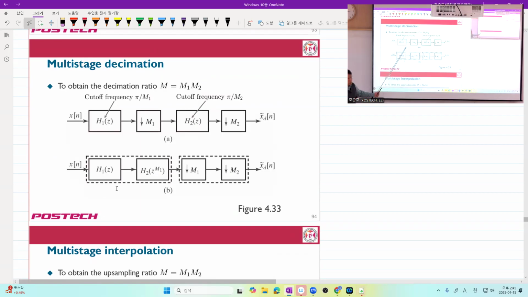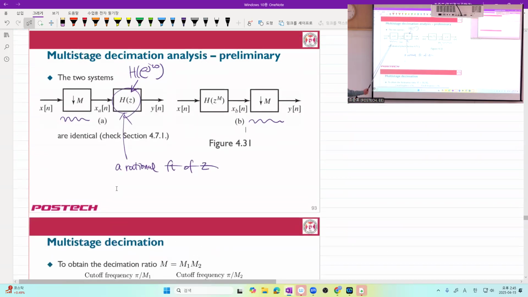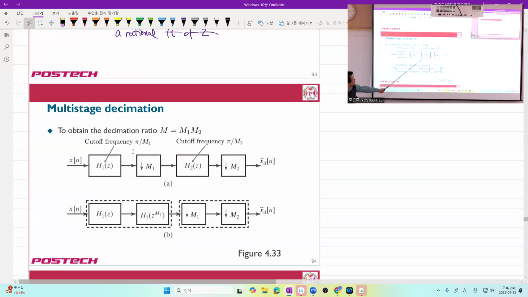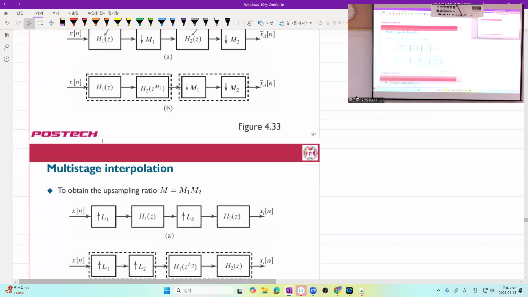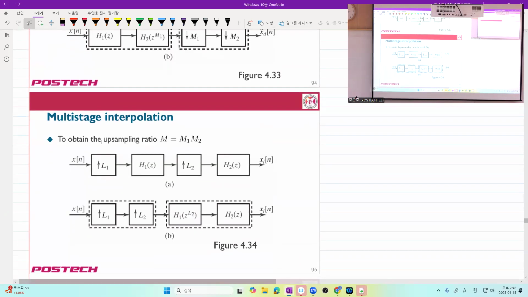And here, as you've seen, these two are identical. You can show that. So what you do is that downsampler and filter can be written this way. Similarly here, you switched the order of these two, but we raised the Z to the power of M sub 1. Got it? And then these two filters can be combined, and these two downsamplers combined, and you have a single one.